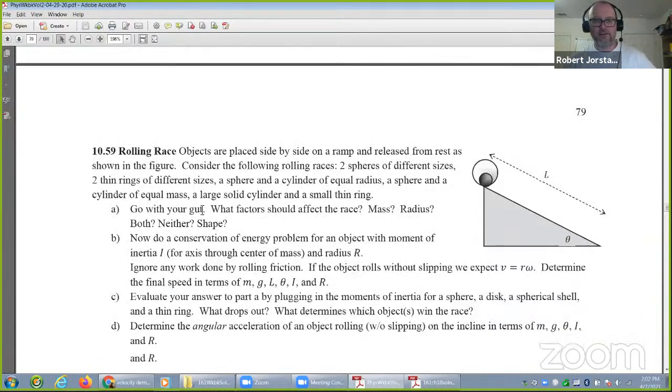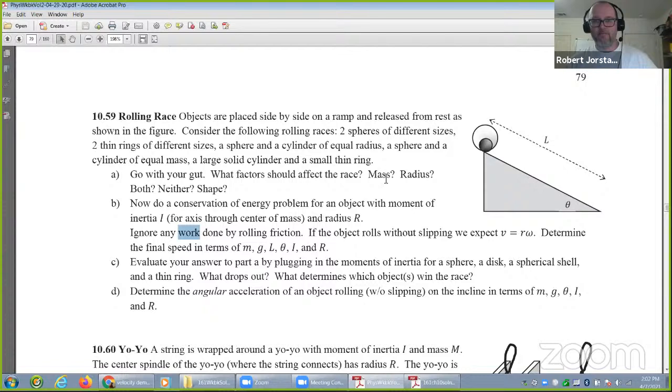All right, so here's that rolling race. Mass doesn't affect it. Radius doesn't affect it. Let's show you how this one works. I'm going to go to the solutions for 10.59, but let's take a second to read it. I'll finish by going to the solutions, but let's start it on the board. So take a second to read that.